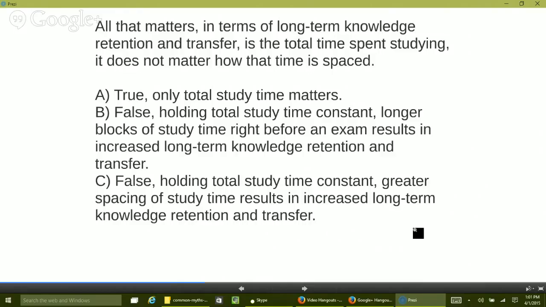In other words, does it matter how people spread out their studying? If it doesn't matter, if all that matters is the total number of hours they spend studying, A would be the best answer. If mass study, where they spend a lot of time in large blocks studying, is more important, then B would be correct. C would be correct if it's more important to space out that study time.